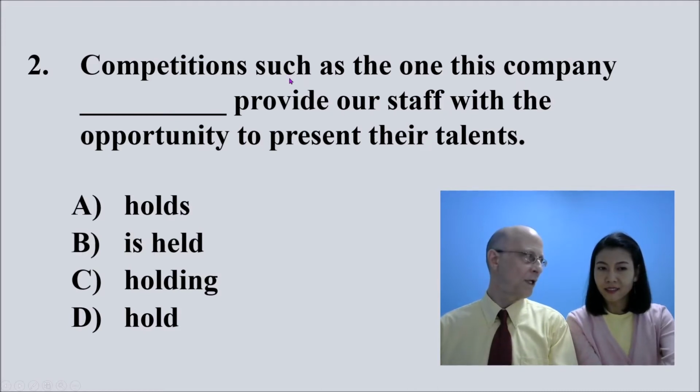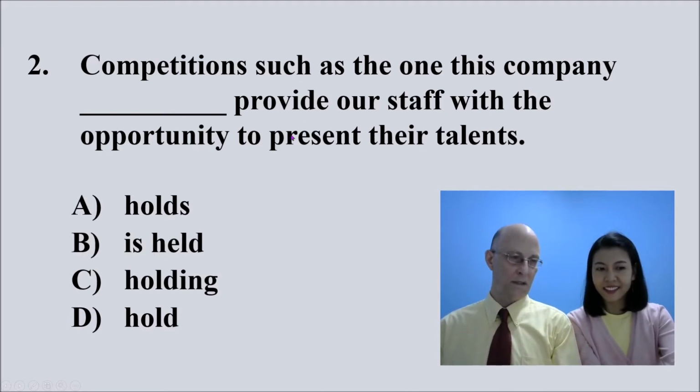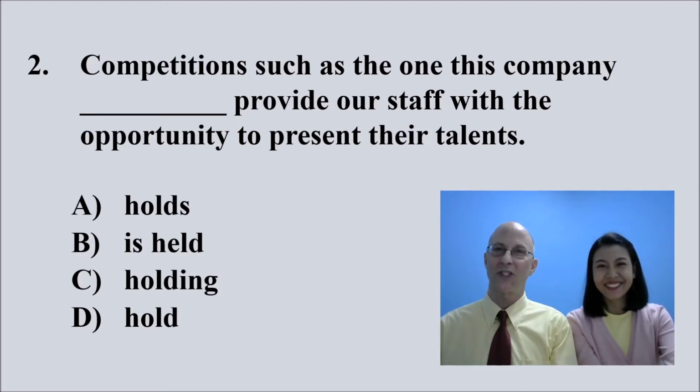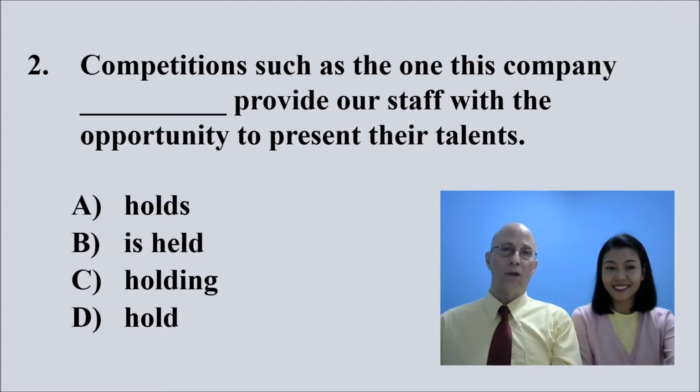So can we cut any? Yeah, I can cut C and D. Why can we cut them? Because C is verb ing. Excellent. Verb ing. That's the short form for the gerund or present participle form of the verb. And D, hold, is a verb, but it is a plural verb and would work for competitions.